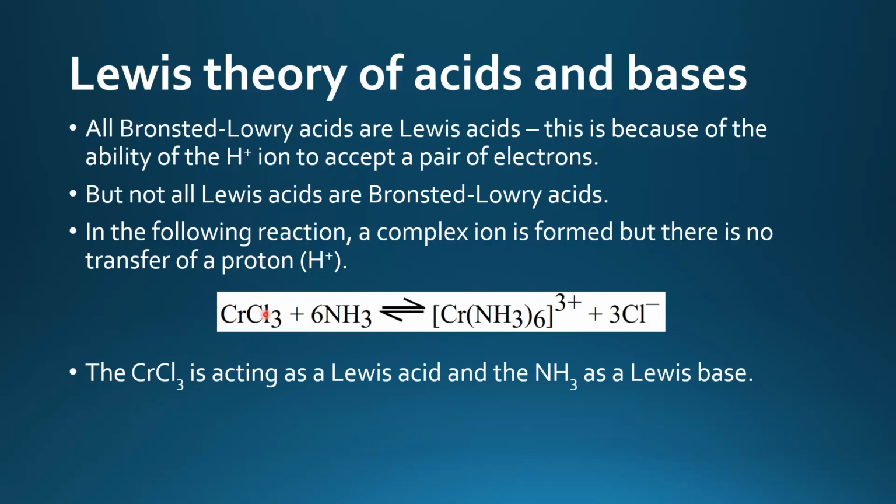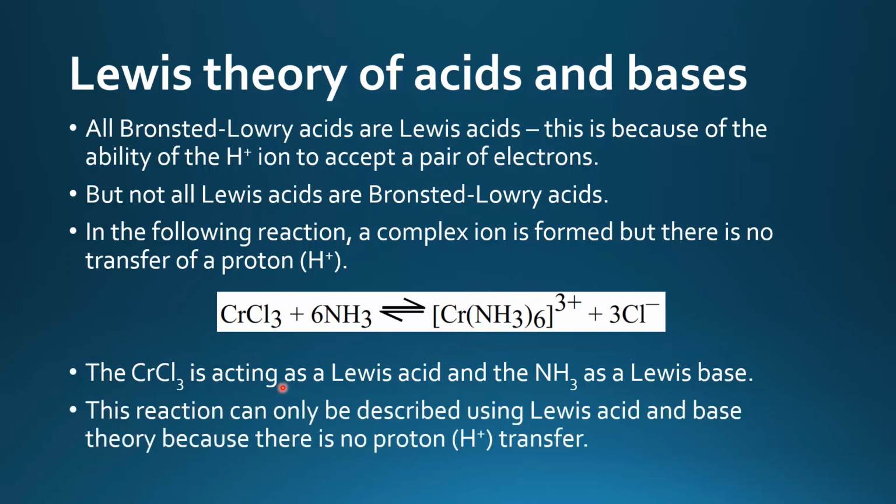So in this reaction here, the CrCl3 is acting as a Lewis acid, and the ammonia is acting as a Lewis base. Ammonia has a lone pair of electrons, and the CrCl3 has the ability to accept a pair of electrons. On the right, we have these square brackets which indicate that this is a complex ion. So this reaction can only be described using Lewis acid and base theory because there is no proton transfer.